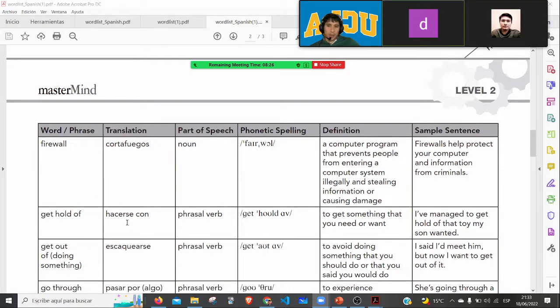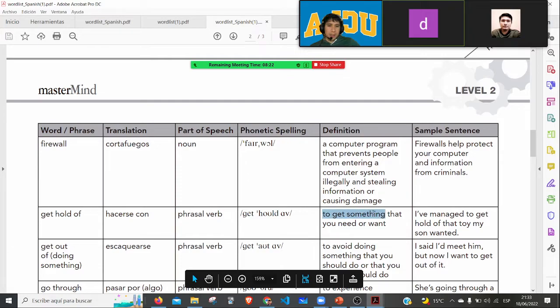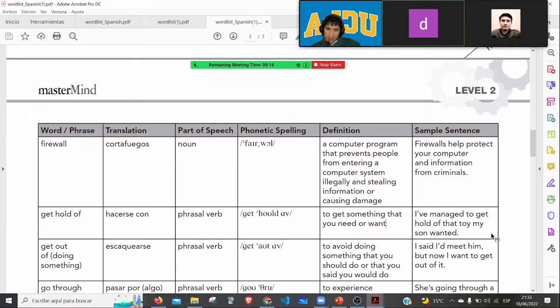Get hold of, hacerse con. But look at the definition: to get something that you need or want. I've managed to get hold of the toy my son wanted. Yo me hice, conseguí. Okay?